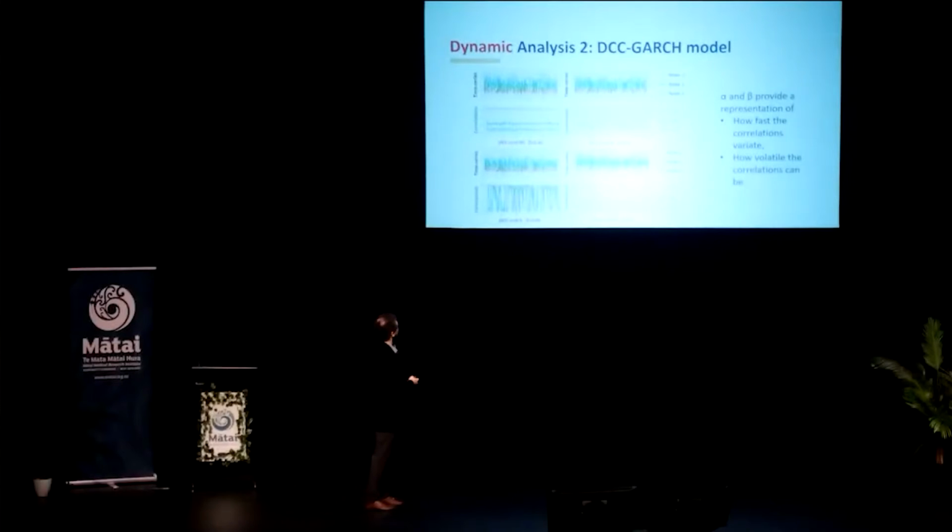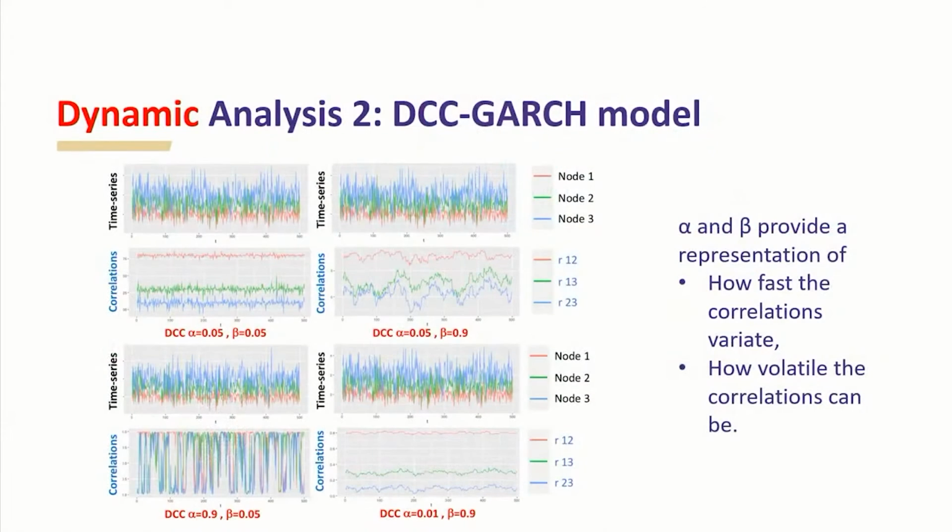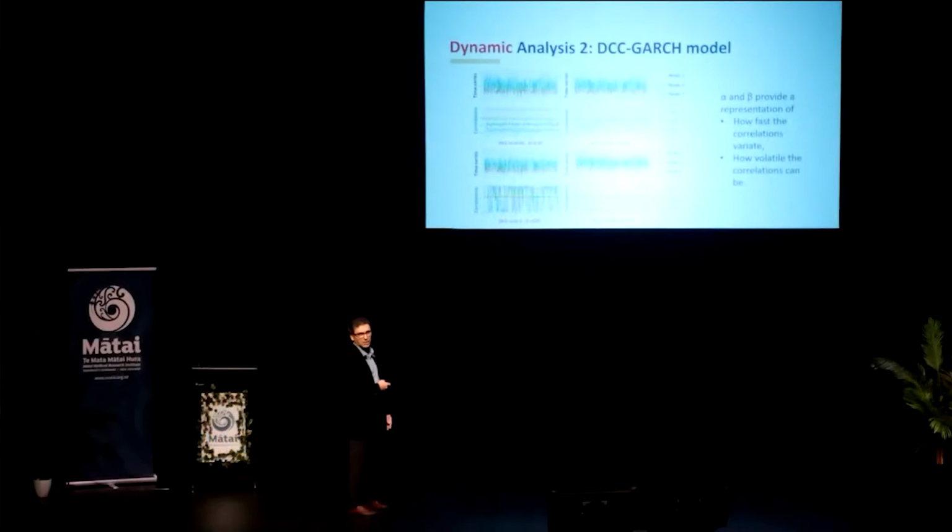It's called the DCC-GARCH model. If you look at these four plots here, these are basically the time series of the fMRI signal that we are getting from resting state fMRI studies. And if you look at these four, you basically cannot see any significant difference between them. They all look the same. If we look at the stationary functional connectivity between them, again, they are pretty much the same. You cannot differentiate them.